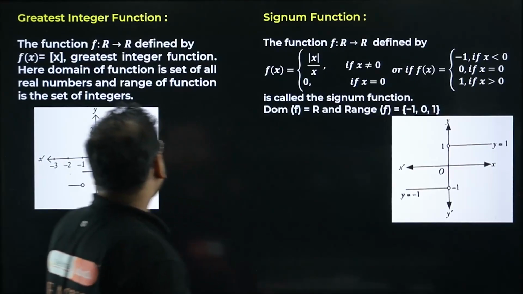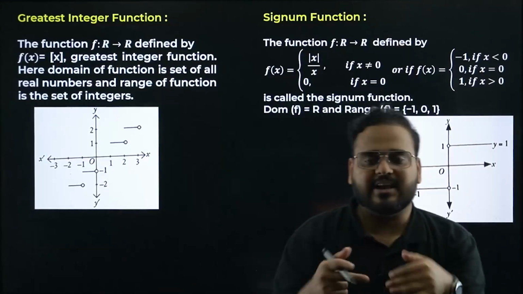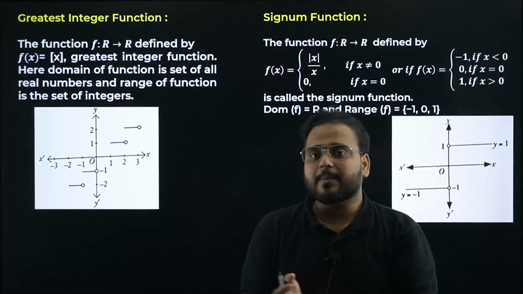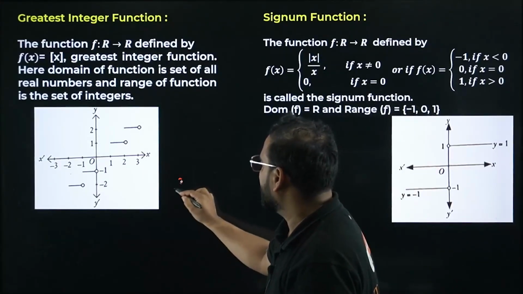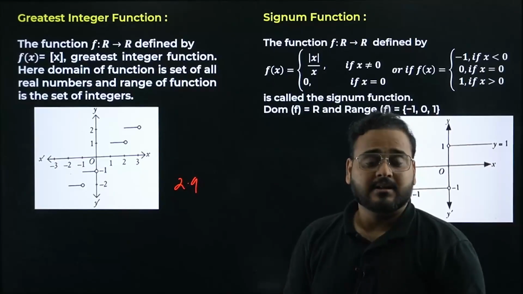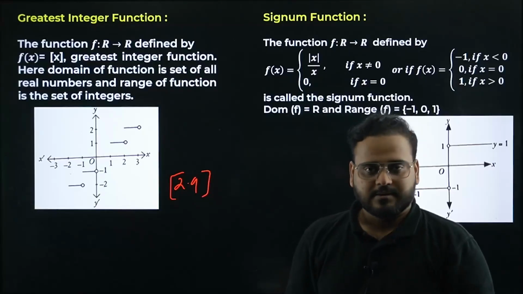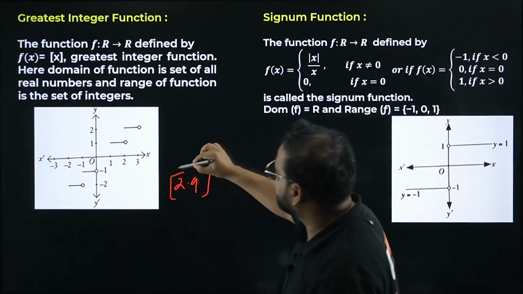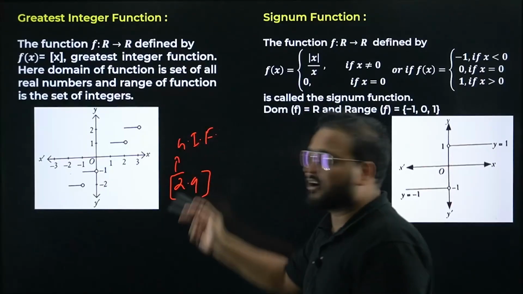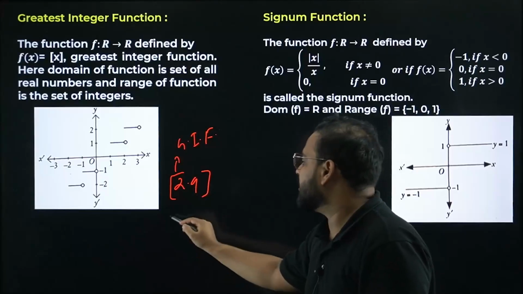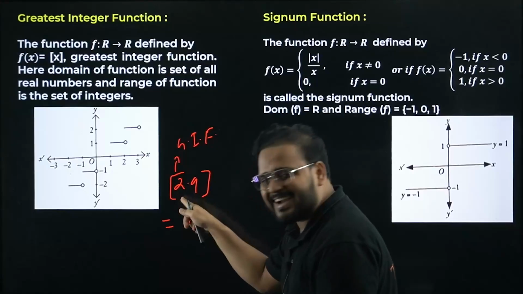Let's look at the GIF first. This function is very unique. Any value you put in, whether it is a decimal number or not, it takes only the integer part. Let's say I take 2.9. The symbol is the square bracket, which represents GIF, the greatest integer function. If you put in 2.9, the answer is simply 2. Any number you put in, the value on the integral side becomes the result.